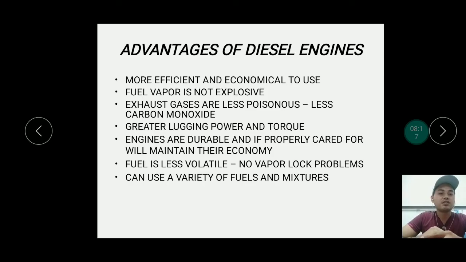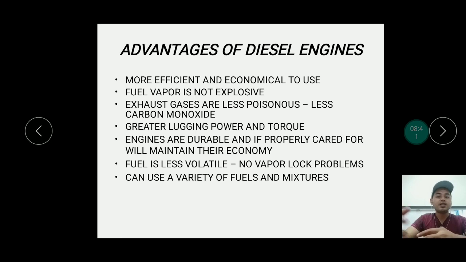So, advantages. So, fuel vapor is not explosive. So, hindi siya explosive. Exhaust gases are less poisonous, less carbon monoxide. So, greater lugging power and torque. So, mas malakas yung hatak ng diesel engines. Engines are durable and if properly cared for will maintain their economy.